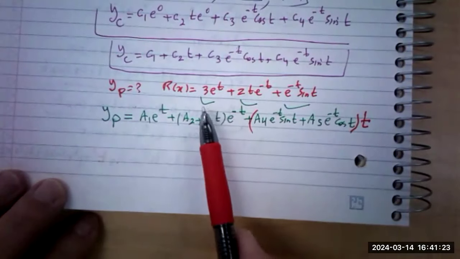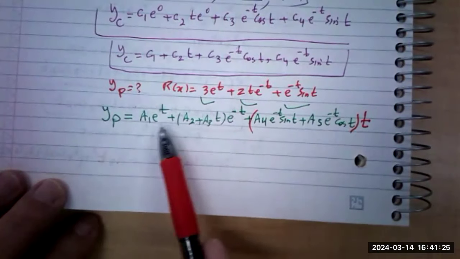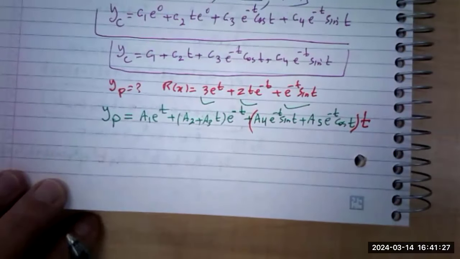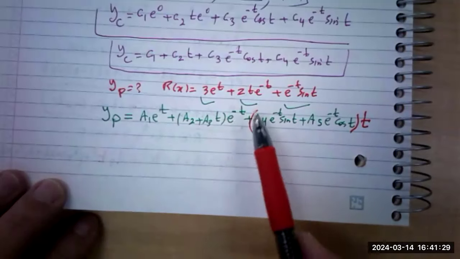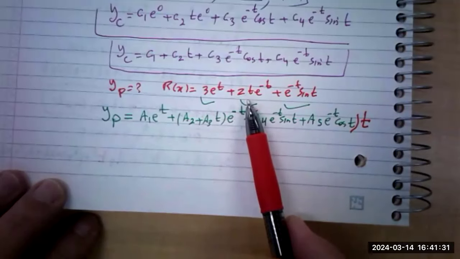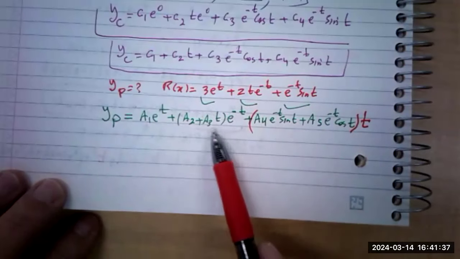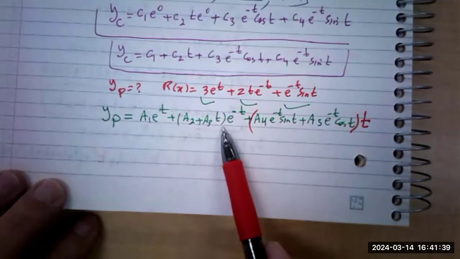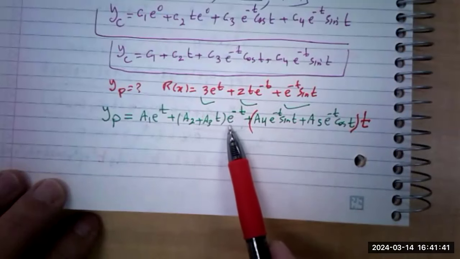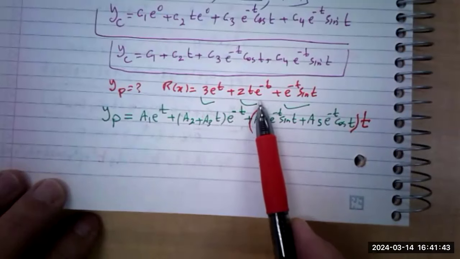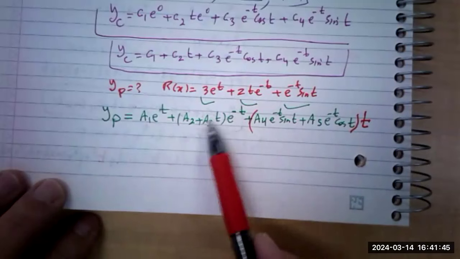Okay, so the first one is just a polynomial, a constant times e to the t, a known constant. The second one is just a polynomial of the first degree, if you like, 2t. So you have to write the polynomial of the first degree, a1 plus a2t, times e to the t. This is going to be the case.